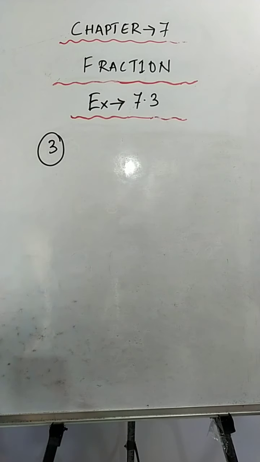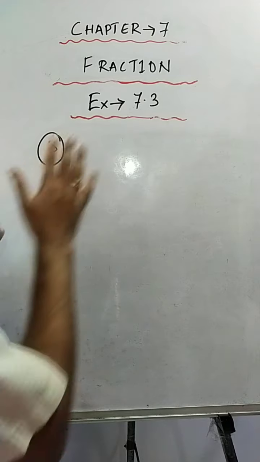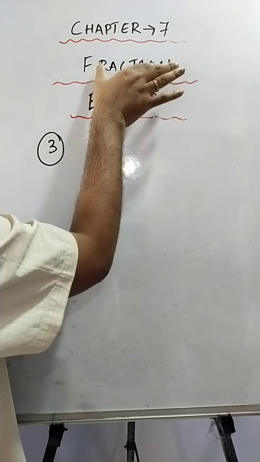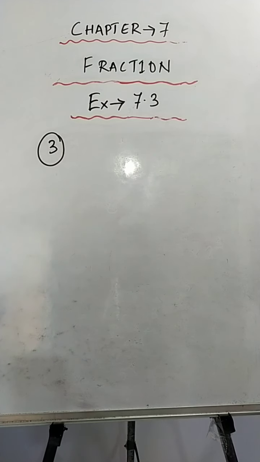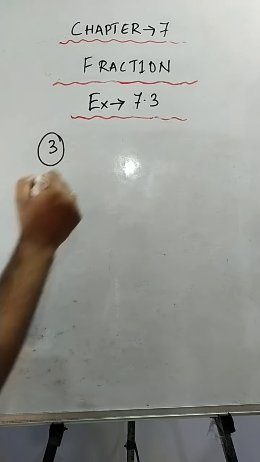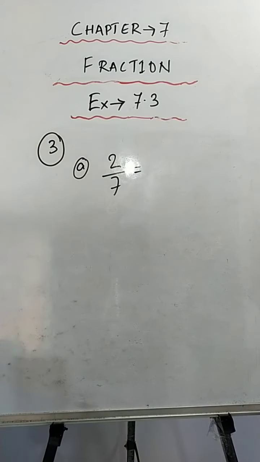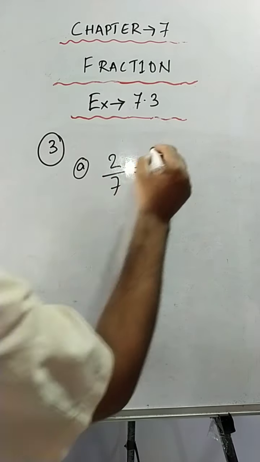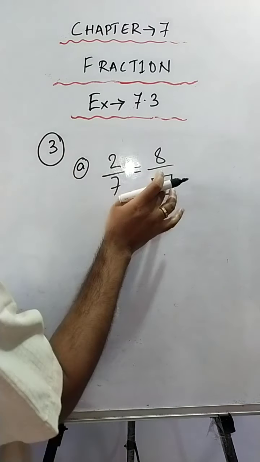Students, today we'll continue from question number 3, exercise 7.3, and the chapter is Fractions. In question number 3 we have to write some numbers inside the box. See what is written in question A. 2 by 7 is equal to 8 upon box. So we have to find this unknown number.